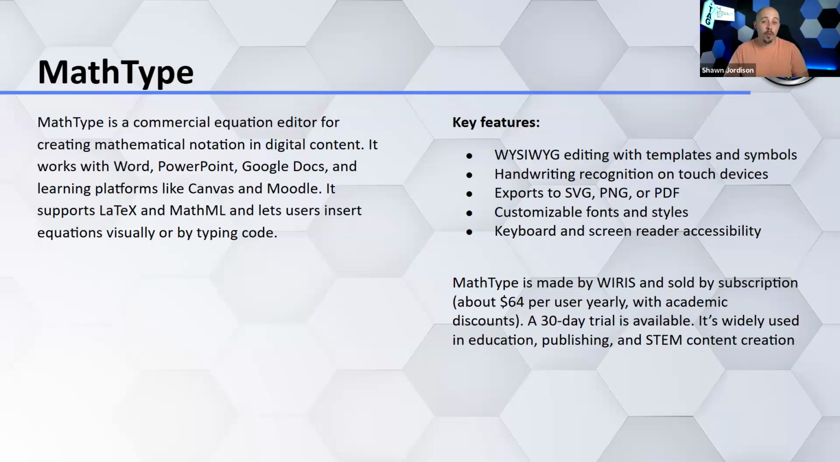MathType is made by a company called Wiris and sold by subscription. It's about $64 a user per year with academic discounts, and there is a 30-day trial available.